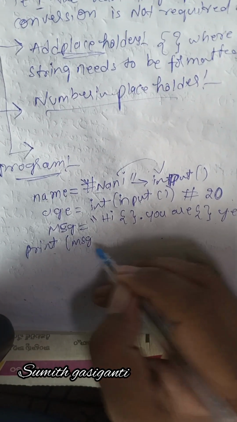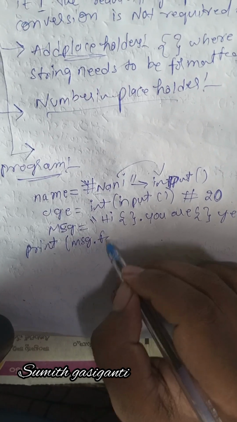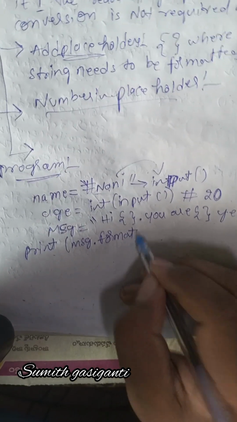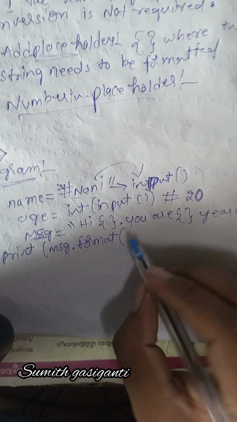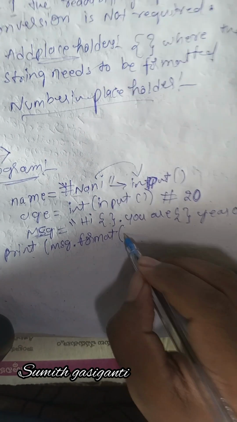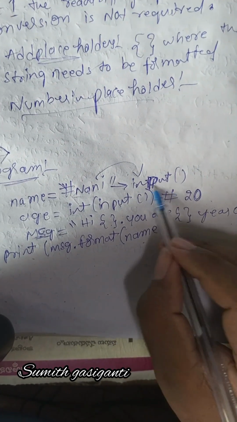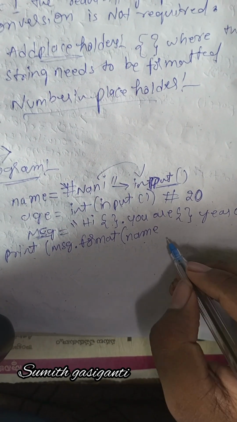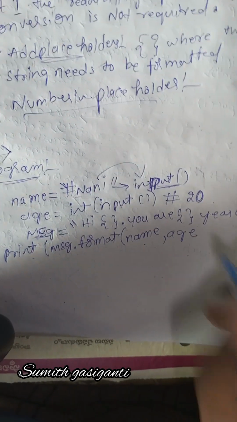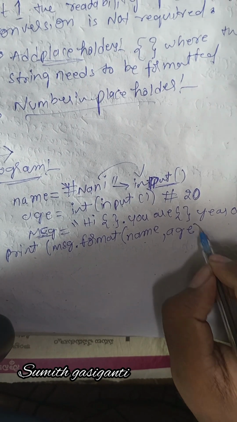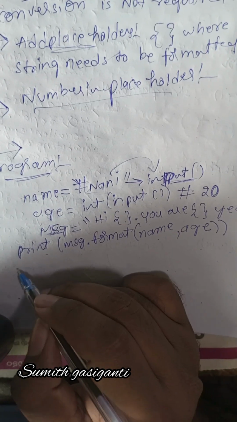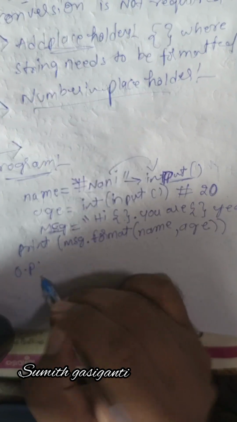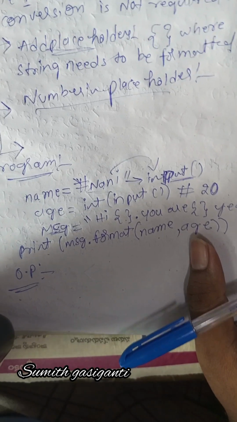When I use print, I want this message dot format. The message should be formatted in which I need the name, input, and also age, brackets closing. See, the output should be... what will be the output?